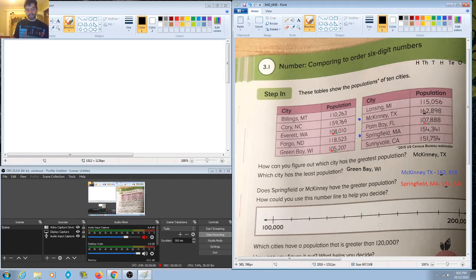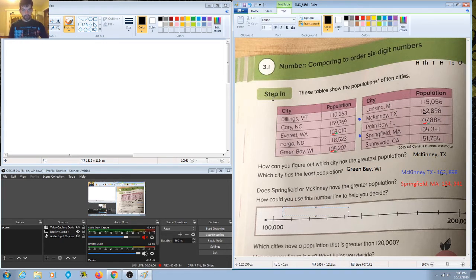We can also look at it from a number line perspective. So what I'm going to do here is, each of these vertical lines, hash marks between the 100,000 and the 200,000, are an interval of 10,000 apart. So we can go ahead if we wanted to, and let's see here.